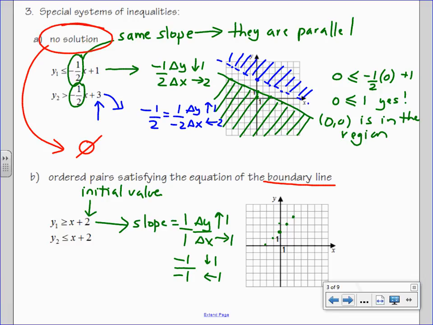And is it greater or equal to? Yes, so that means it's going to give us a straight line, and it's greater than, so that means greater than this way.